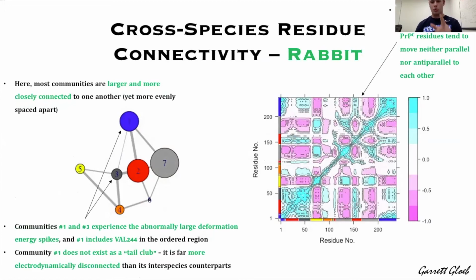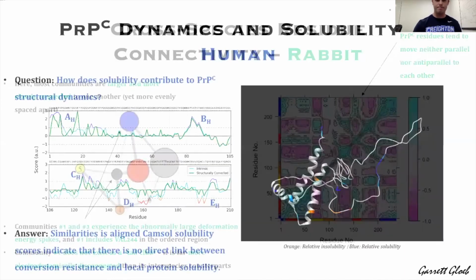And community number 1 does not actually exist as a tail club compared to the other two. In fact, it's far more dynamically disconnected than its interspecies counterparts. We can see that through the matrix to the right, where we find that most of those residues don't actually move parallel or anti-parallel with one another across all the conformations. They're more neutral in that sense.